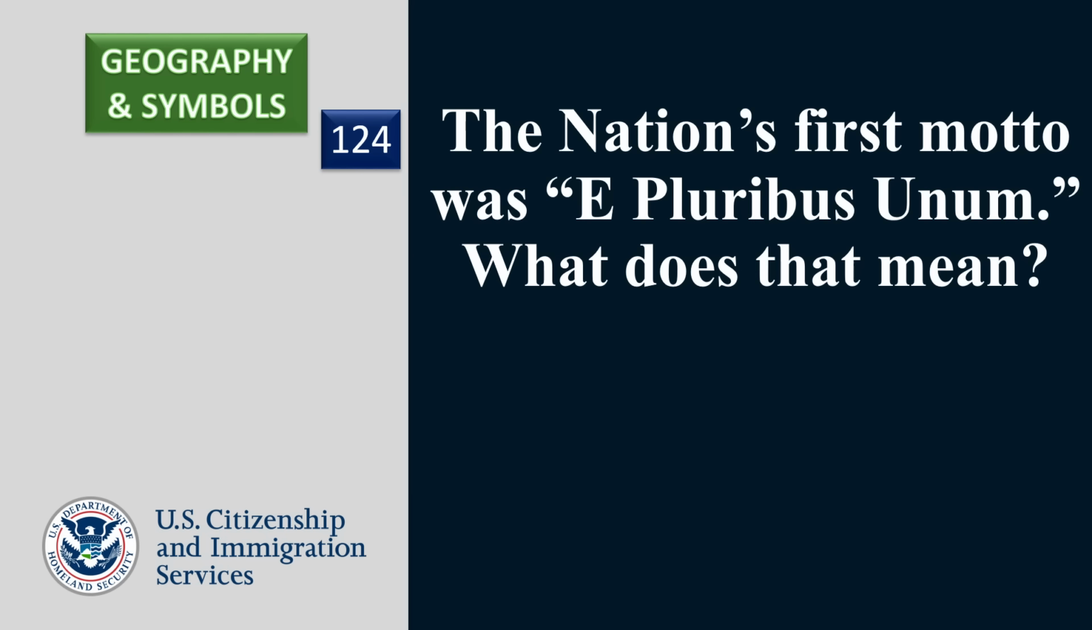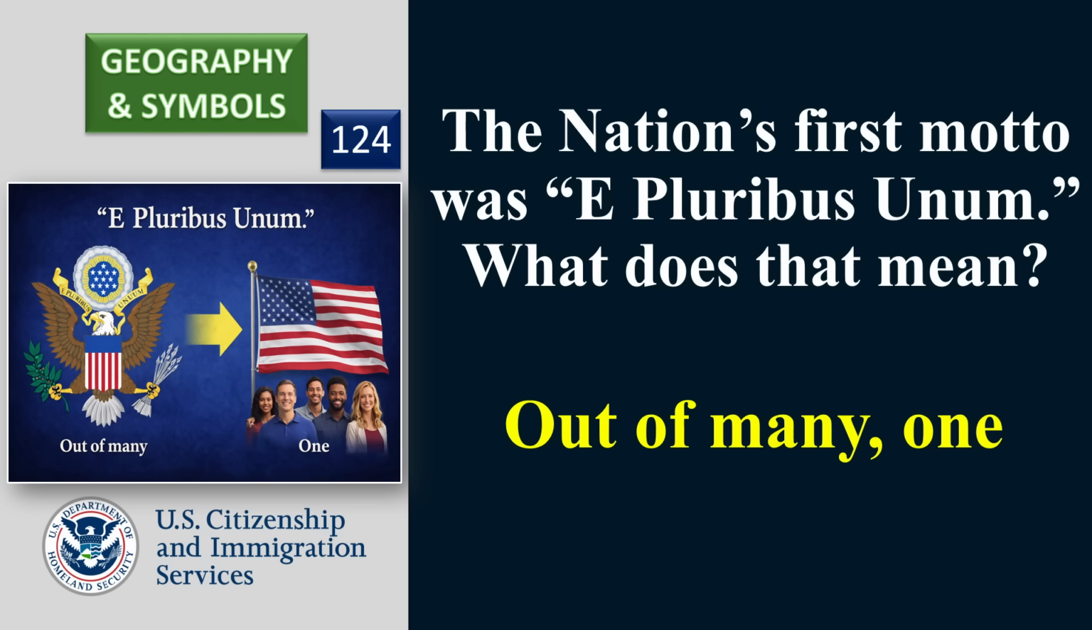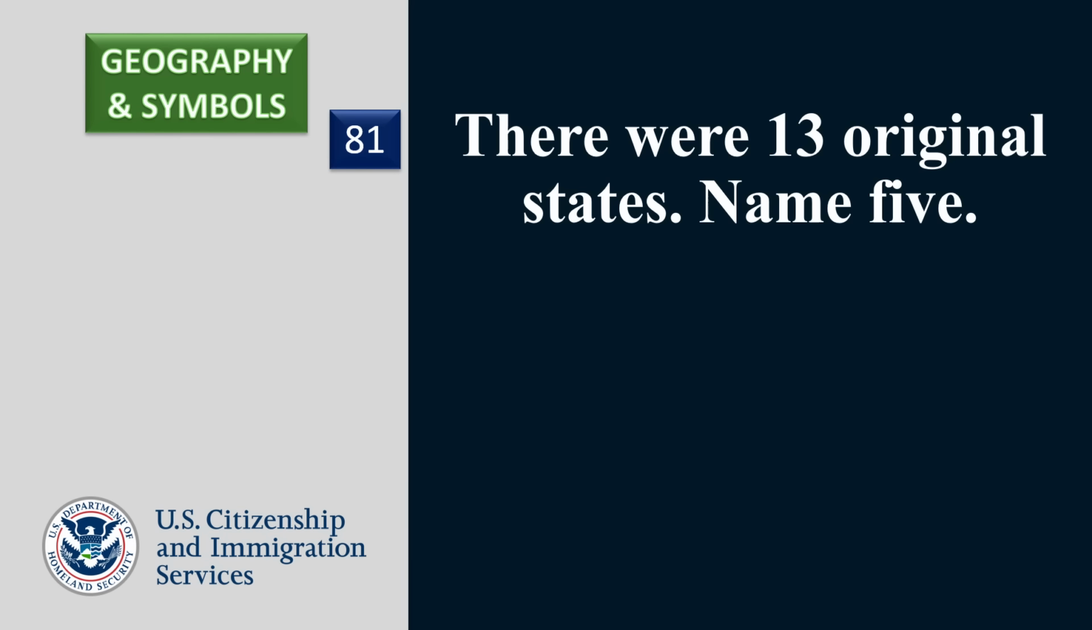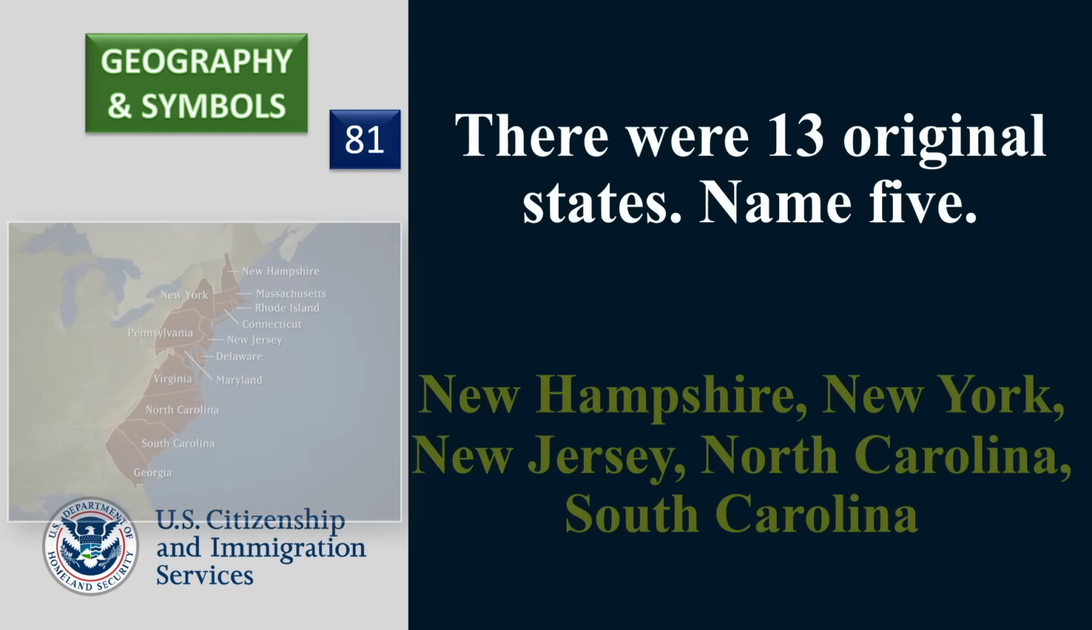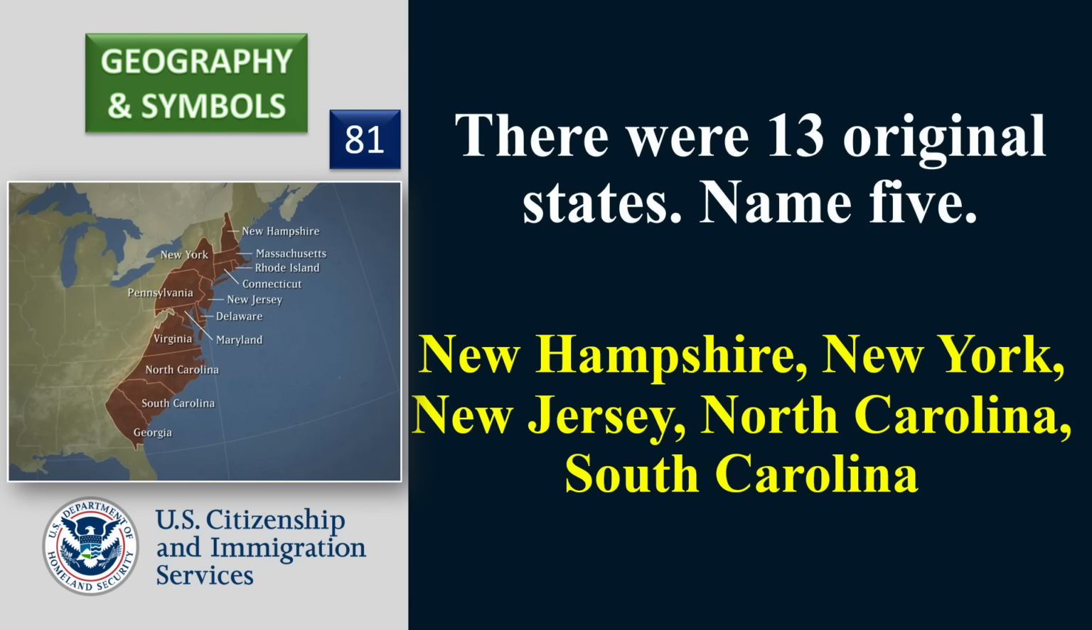The nation's first motto was E pluribus unum. What does that mean? Out of many, one. There were 13 original states. Name 5. New Hampshire, New York, New Jersey, North Carolina, South Carolina.